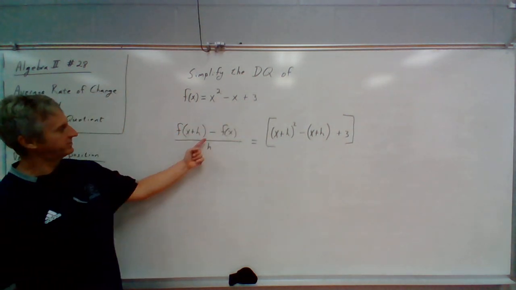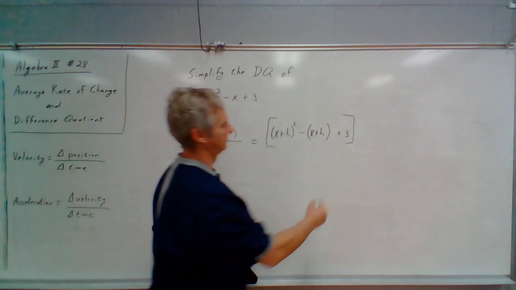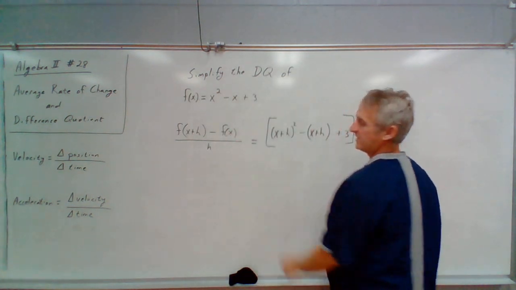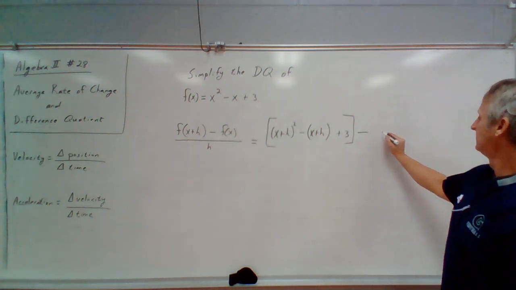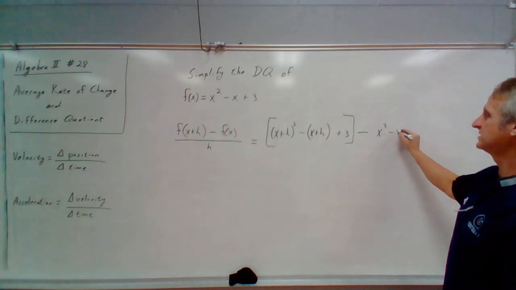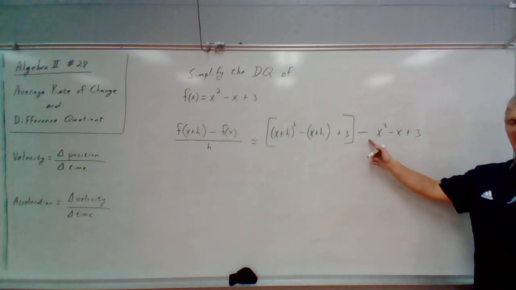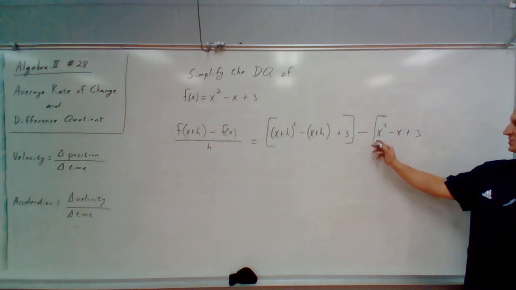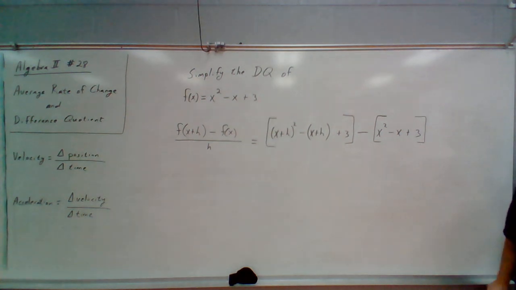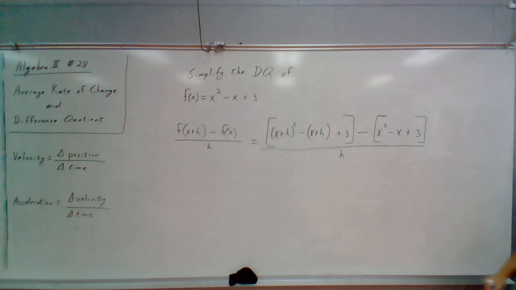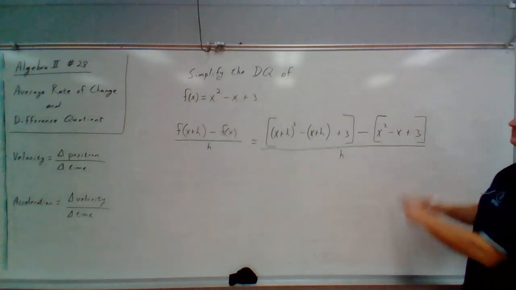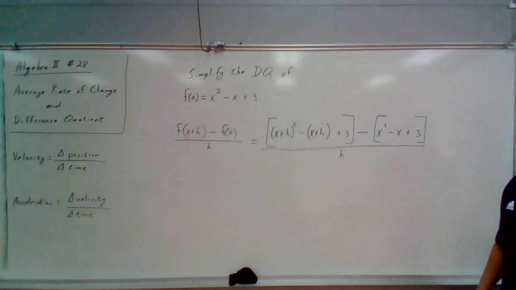Now I have to fill in the rest of this. So now I have minus f of x. I have to subtract this whole entire function. So minus x squared minus x plus 3. And I have to subtract all of it, so it's essential that I have parentheses around that. And that's all over h. So here's the difference quotient. Now it's time to simplify all this mess.